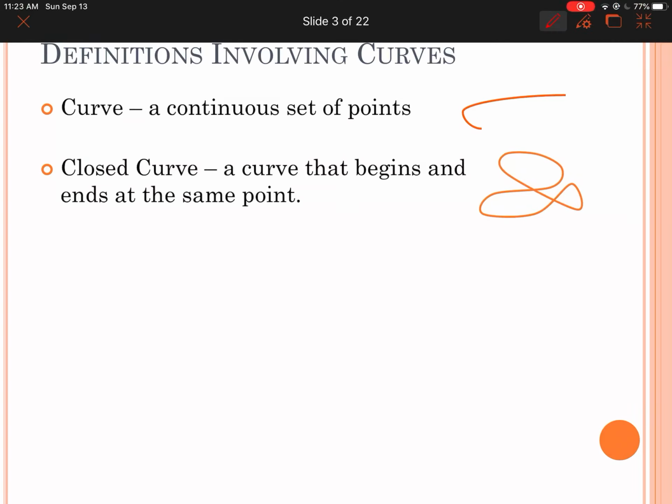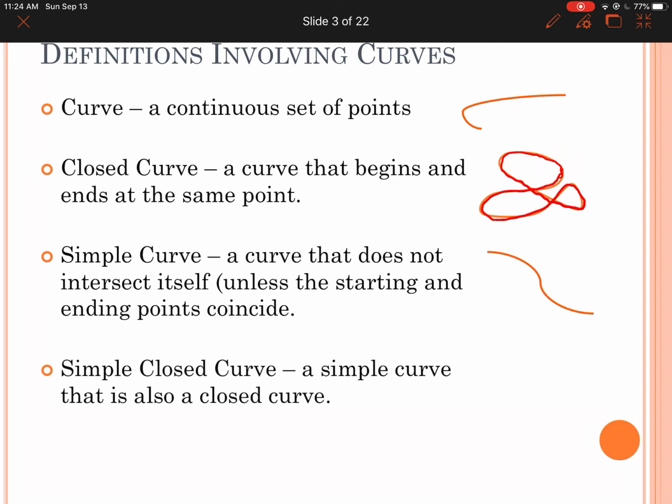We can see that maybe we could start here and wrap our way around. And there we have a closed curve. The beginning and ending point were the same. Next, a simple curve. It's a curve that does not intersect itself unless the starting and ending points coincide. So there's a simple curve.